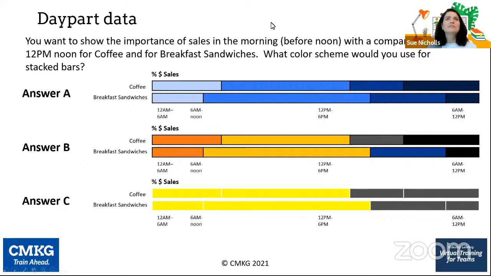What I would like for you to do is look at these three options. Based on what I've just shared with you, what color scheme would you use for the stacked bars? Would you use answer A, answer B, or answer C? Which one is most visually telling to you as it relates to showing the importance of sales in the morning before noon with a comparison to afternoon for coffee and breakfast sandwiches?